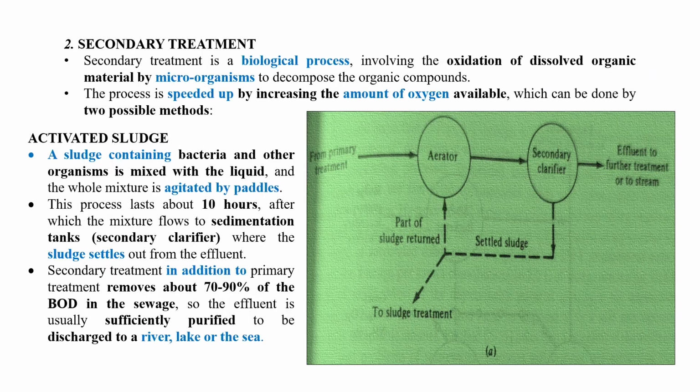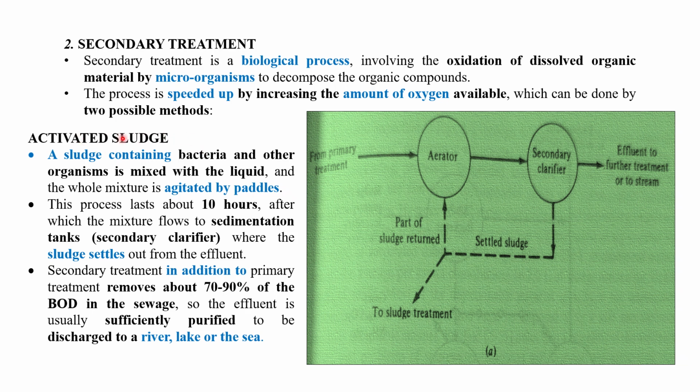Now we can look at the secondary treatment. Secondary treatment is a biological process involving oxidation of dissolved organic materials by microorganisms to decompose the organic compounds. This process is sped up by increasing the amount of oxygen available, which can be done by two possible methods. We shall discuss the two methods: the activated sludge method and the trickling filter. Under secondary treatment, we can use either the activated sludge or the trickling filter method.